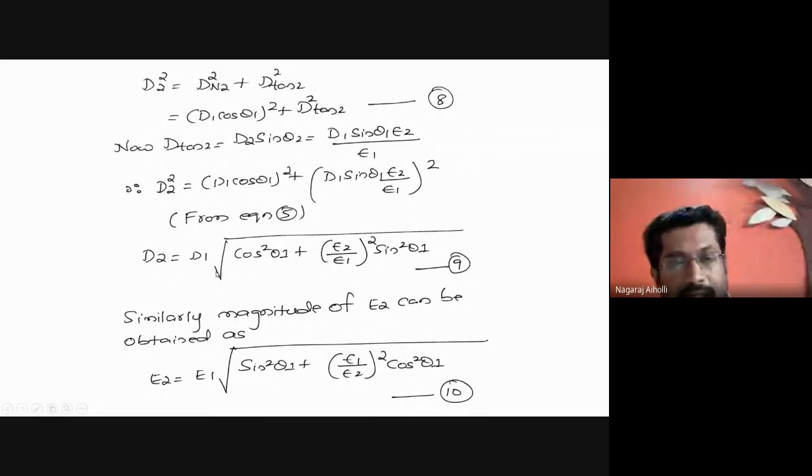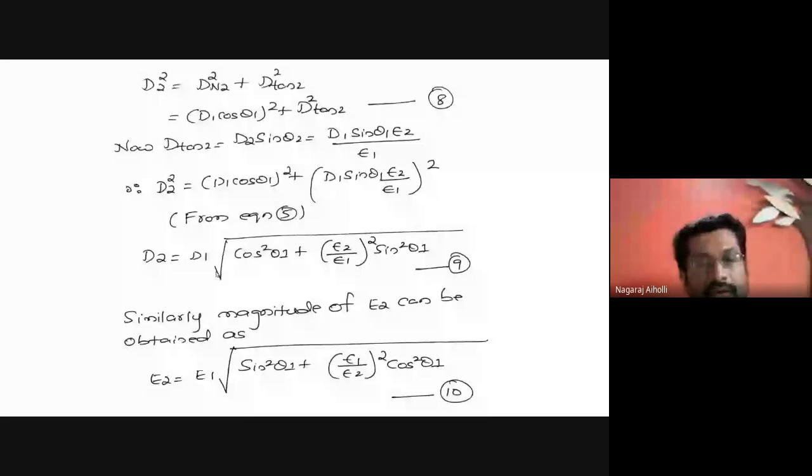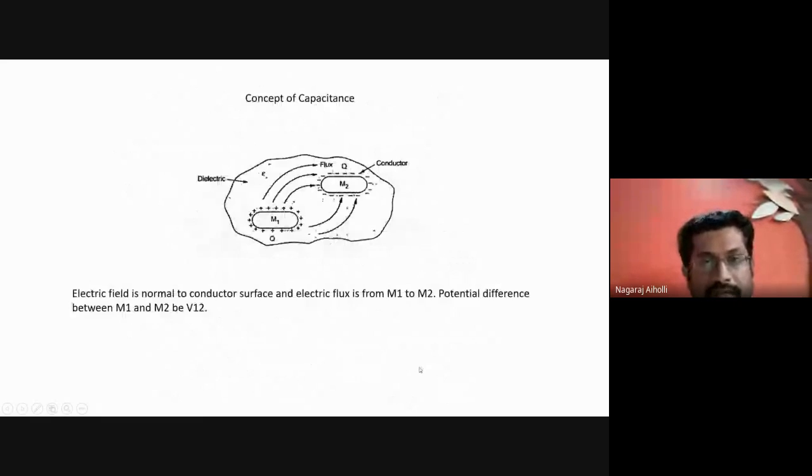Then E2 will be equal to E1 when theta is 90 degrees. Cos 90 is 0, so this term will become 0. Sin 90 is 1, so 1 square is 1. So E2 will be equal to E1 when theta 1 is equal to 90 degrees. This is the conclusion that we can draw from these equations.